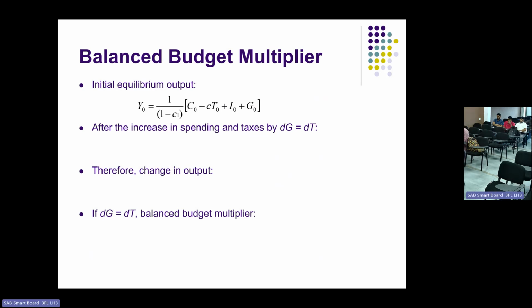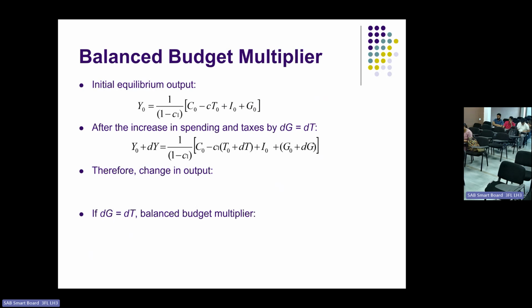When you have the consumption function, you can assume a lump sum tax and autonomous investment and government expenditure. If the government increases government expenditure and taxes by the same amount, that means delta G equals delta T. With that change, there will be a change in income accordingly, given by delta Y.